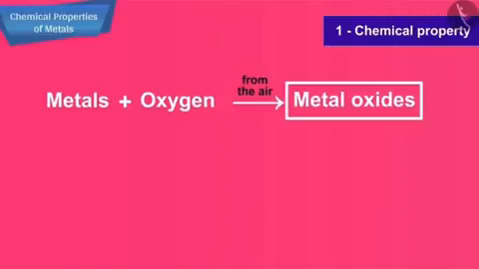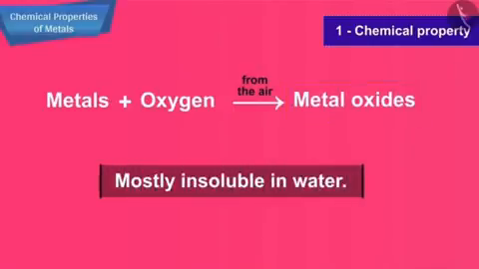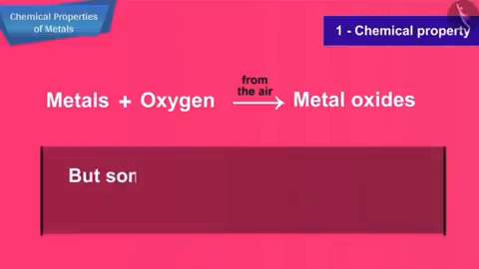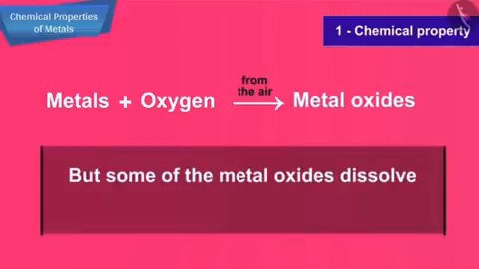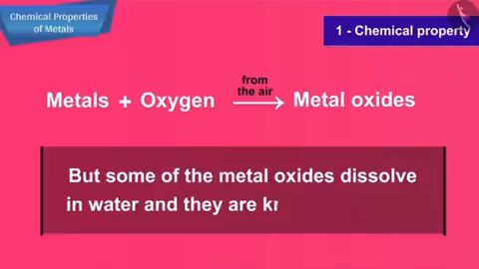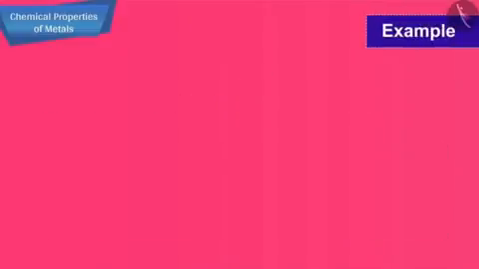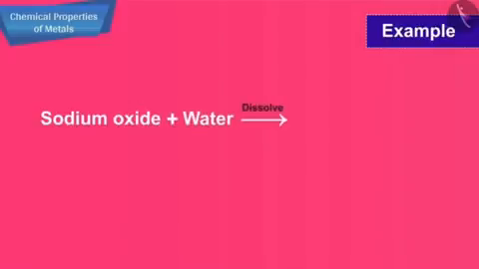The metal oxides formed in these reactions are mostly insoluble in water. But some of the metal oxides dissolve in water and they are known as alkalis. For example, sodium oxide is soluble in water and dissolves in water to produce sodium hydroxide, which is an alkali.